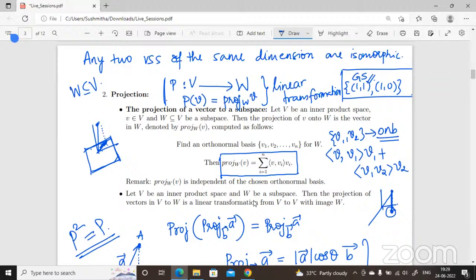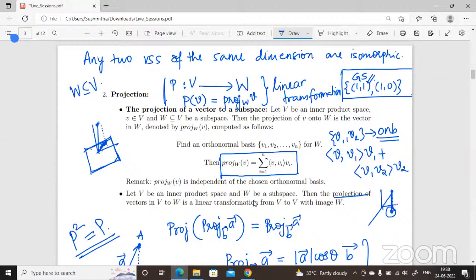Ma'am, it is an isomorphism also. No, why is it an isomorphism? If W is smaller and V has bigger dimension, then that's not going to be an isomorphism, right? Yes. So the projection, yes. Is there a question? No. Okay.